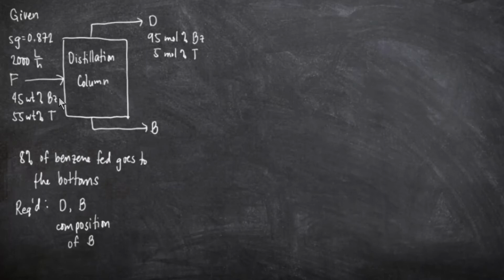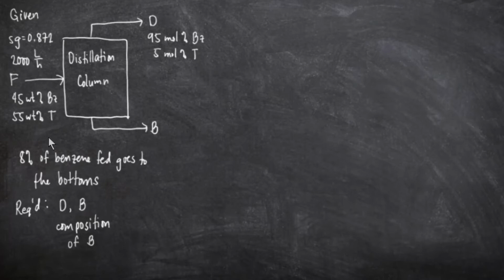We are separating two components on the virtue of their volatility. Our two components are benzene and toluene, and our feed stream contains 45% benzene and 55% toluene. These are given in percent by mass. The composition of our distillate is given in mole percent, that is 95 mole percent benzene, while the remaining 5% by mole is understood to be toluene. So we would have to convert this to a mass percent before we proceed to the material balances.